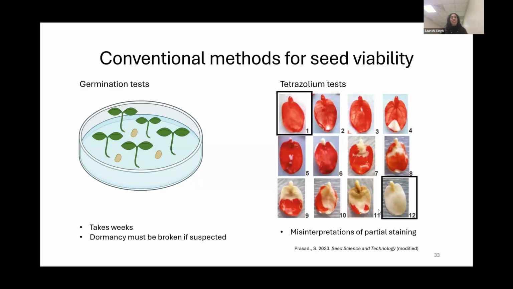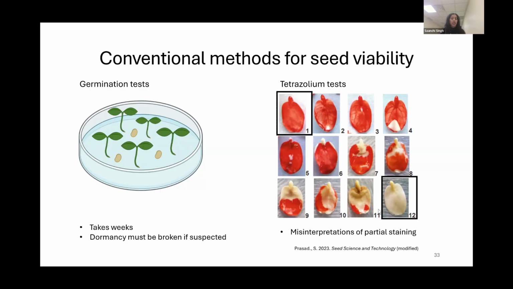And so conventional methods for seed viability, there are two of them that are currently or frequently used. Germination tests are the most accurate way of determining seed viability. This can take weeks, and if dormancy is suspected, you have to break dormancy effectively. And this is again because just because a weed is unable to grow, it doesn't mean that it's not viable. It could just be simply dormant. And so dormancy is usually broken through techniques like pre-chilling or mechanical scarification in which the seed coat is chipped.